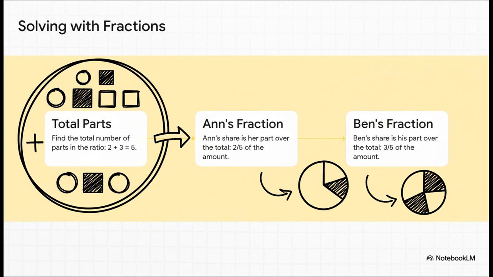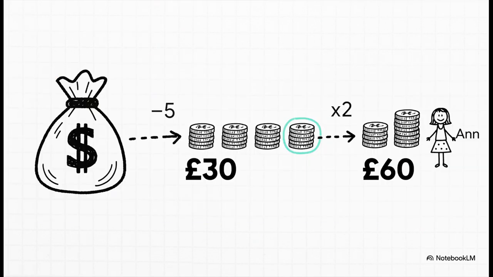First, just add the parts of the ratio together. 2 plus 3 gives us 5 total parts. That means Anne's getting 2/5 of the whole amount, and Ben's getting 3/5. See? We've just turned a ratio problem into a simple fraction calculation. So now we just calculate Anne's share. What's 2/5 of 150 pounds?